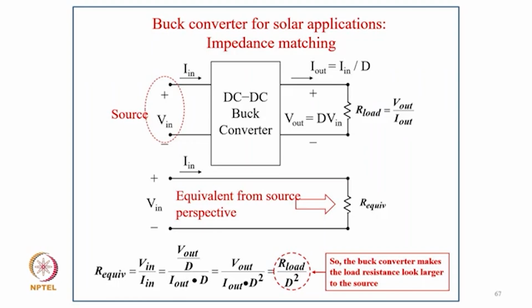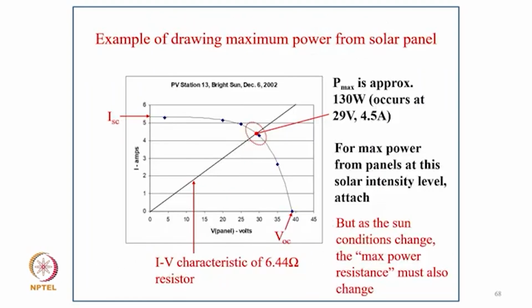So the buck converter makes the load resistance look larger to the source, and you can clearly see from this waveform one operating condition where maximum power is 130 watt, and we are operating the PV module at 29 volt and 4.5 ampere, the maximum power from the panel at this solar intensity level. But as the sun condition changes, the maximum power resistance must also change, as you can see.